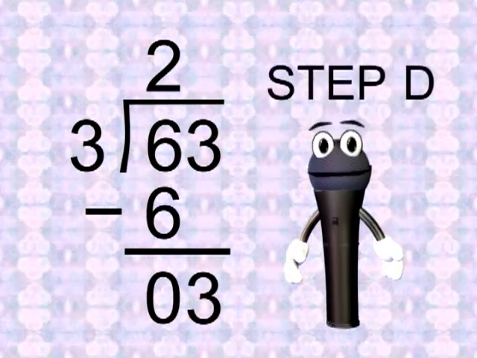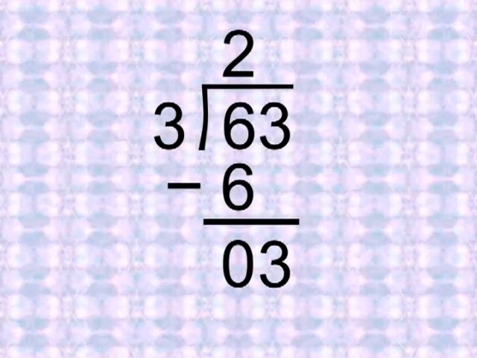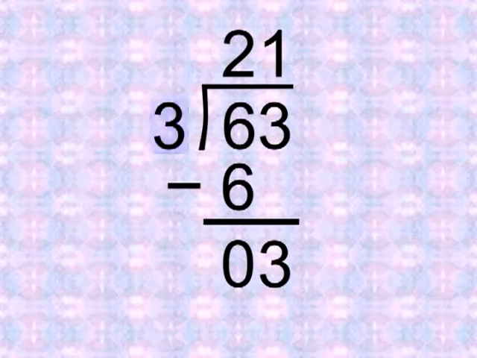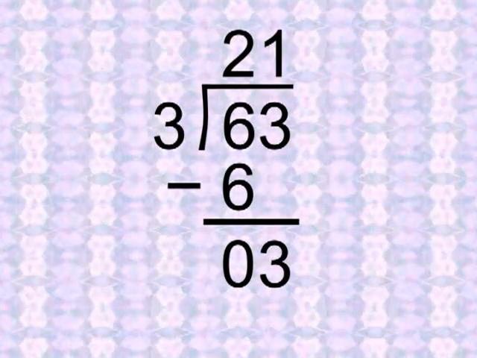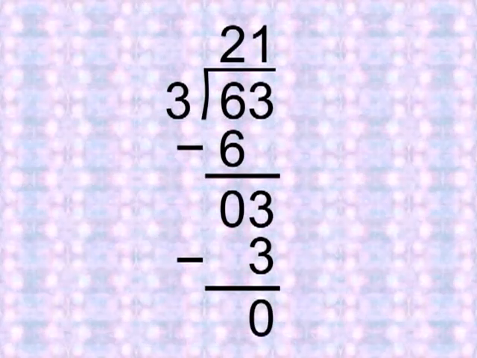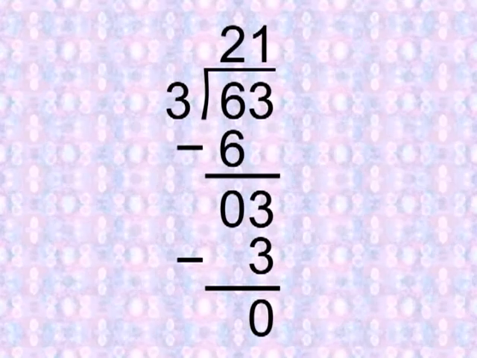Step D. 3 divided by 3 is 1. So we put a 1 in the quotient above the 3. 3 times 1 is 3. Write a 3 under the 3 and subtract. This leaves us with no remainder. The answer, or quotient, is 21.